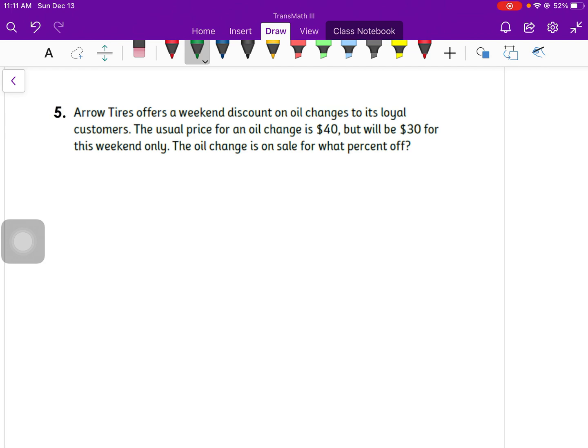All right, so number 5, Aero Tires offers a weekend discount on oil changes to its loyal customers. The usual price for an oil change is $40, but will be $30 for this weekend only. The oil change is on sale for what percent off? It's important that I notice I'm asking for the percent off. So I'm going to want to have the change over the original price equals the percent out of 100.